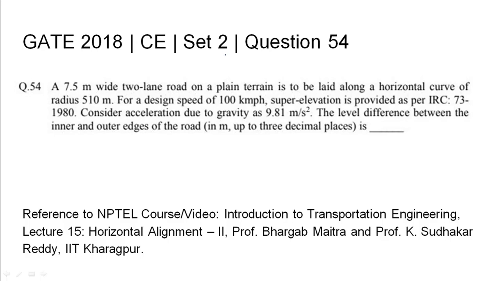GATE 2018 Civil Engineering Set 2 Question 54. A 7.5 meter wide two-lane road on a plain terrain is to be laid along a horizontal curve of radius 510 meters. For a design speed of 100 km per hour, super elevation is provided as per IRC 73/1980. Consider acceleration due to gravity as 9.81 meter per second square. The level difference between the inner and outer edges of the road needs to be found in meters up to 3 decimal places. The relevant NPTEL reference has been cited.